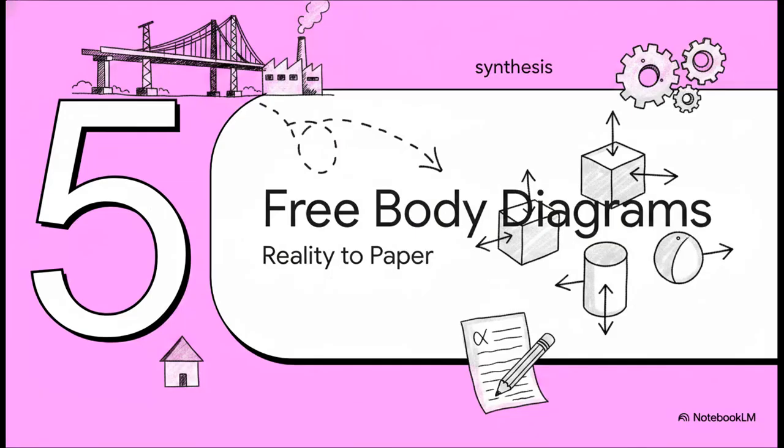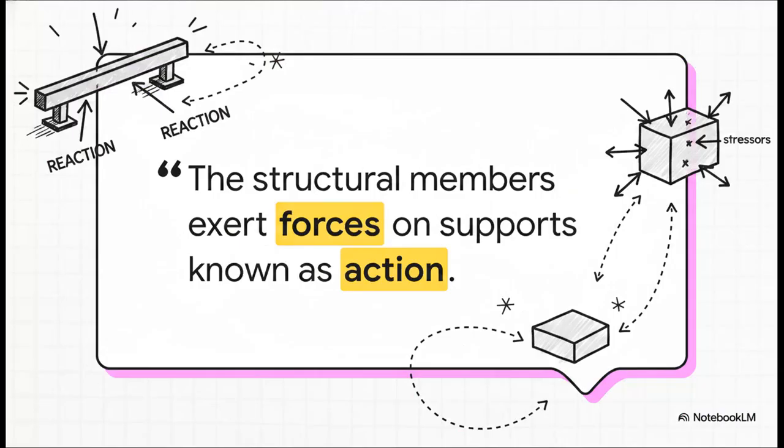Almost there. Section 5, Drawing Free Body Diagrams, Reality to Paper. This is the climax of our conceptual roadmap, where we synthesize every single thing we've learned so far into one clear, actionable diagram. I want to read you this foundational quote straight from our source material. The structural members exert forces on supports known as action. Similarly, the supports exert forces on structural members known as reaction. Drawing a free body diagram is really just about capturing this exact continuous conversation. You are meticulously mapping the actions of the stressors against the reactions of the joints.